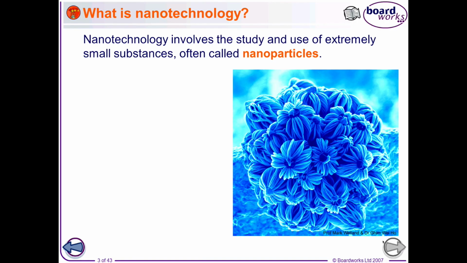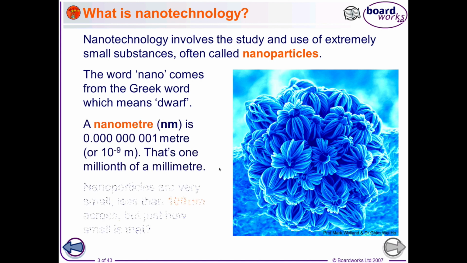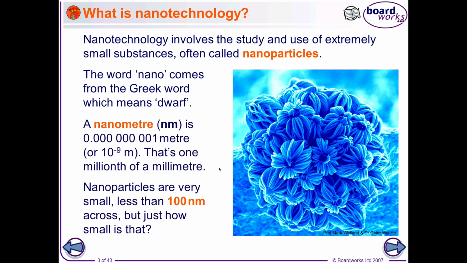Right, nanotechnology is the study of extremely small substances called nanoparticles. Now, in the exam, you would be expected to know that nano means very, very small. It's actually a Greek word which means dwarf. And the key definition in this section is that nanoparticles are 1 to 100 nanometers in size. So in the exam, if you're asked what is a nanoparticle, you need to say it's a particle which ranges from 1 nanometer to 100 nanometers in size. Now that is pretty small, but that's the definition of it.